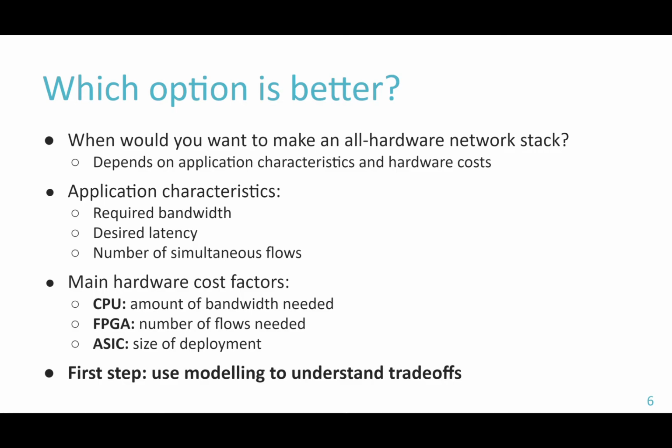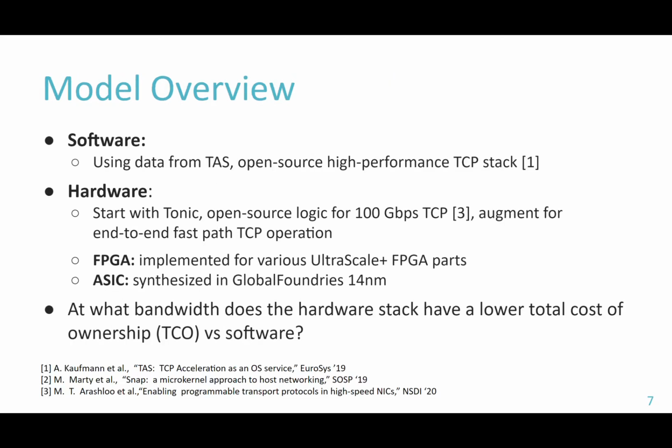For ASIC, we found the main cost scaling comes from the size of deployment because it scales the price per chip. This is due to the fact that ASIC costs are dominated by non-recurring engineering expenses, which get smaller with larger deployments. So our first step is using modeling to understand the trade-offs between these different factors.